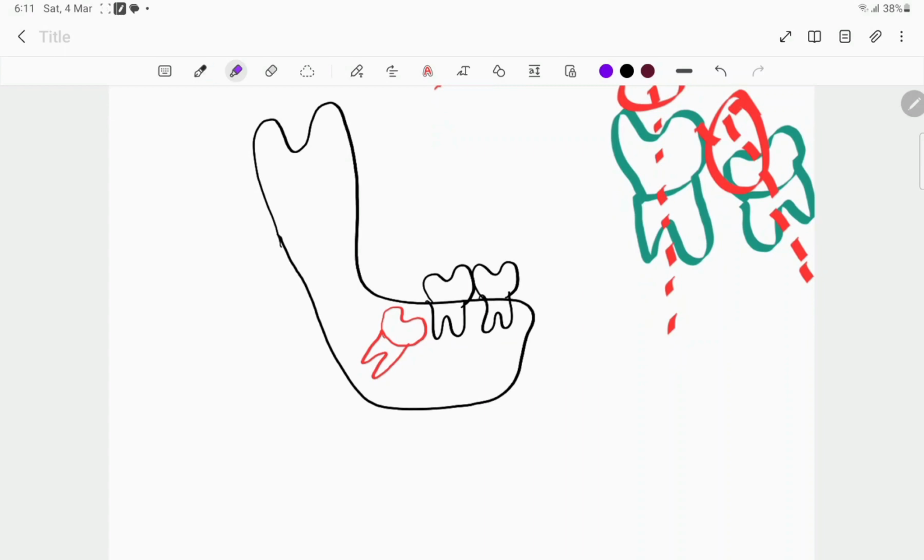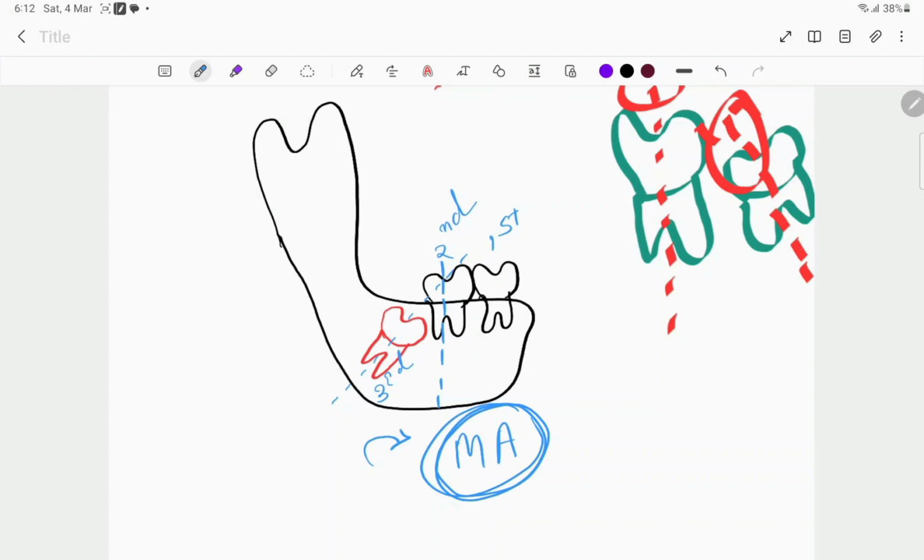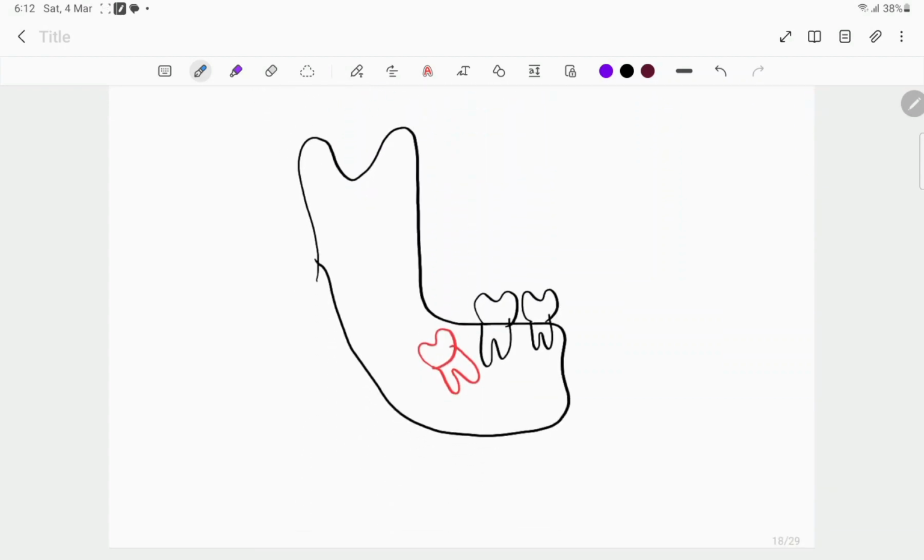First we will start with mesioangular. As you can see here, this tooth is our first molar, this is our second molar, and this is our third molar. This is the long axis of the second molar and this is the long axis of the third molar. You can see that it is tilted mesially towards the second molar. That's why it is called mesioangular. Then this is distoangular. This is the long axis of the second molar, this is the long axis of the third molar, and it is distally tilted.